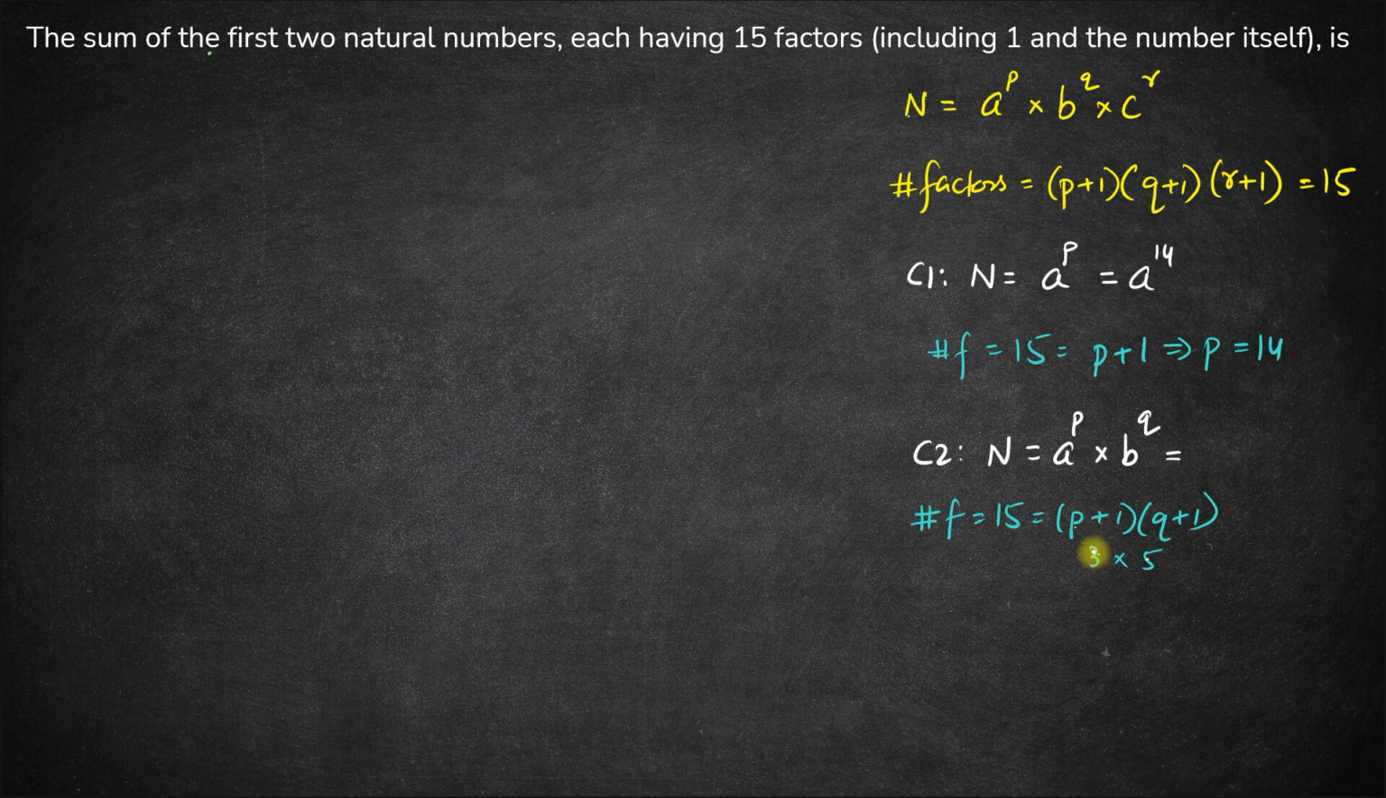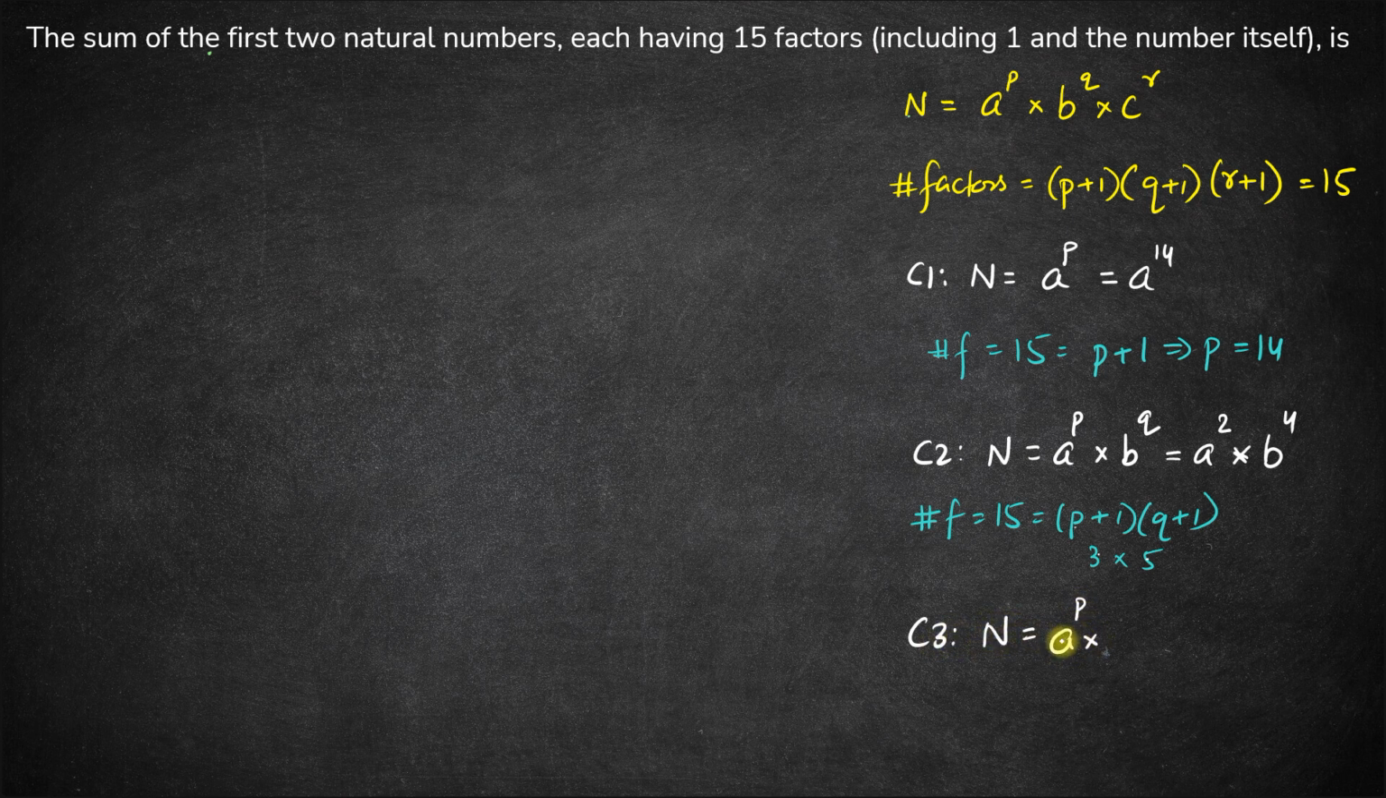So if p plus 1 is 3, p will be equal to 2, so this becomes a to the power 2. Into q plus 1 is 5, so q is 4, b to the power 4. So this is the second case of writing n as a product of powers of two prime numbers.